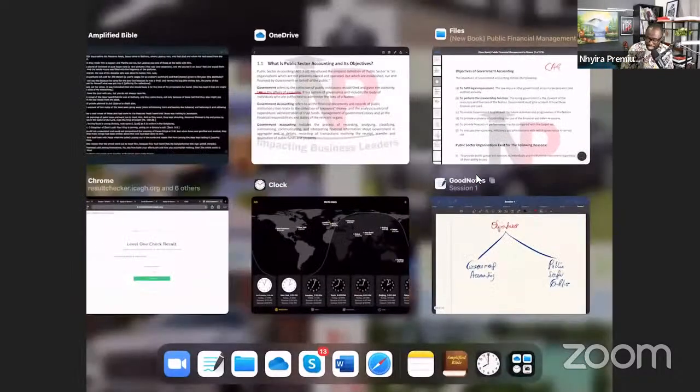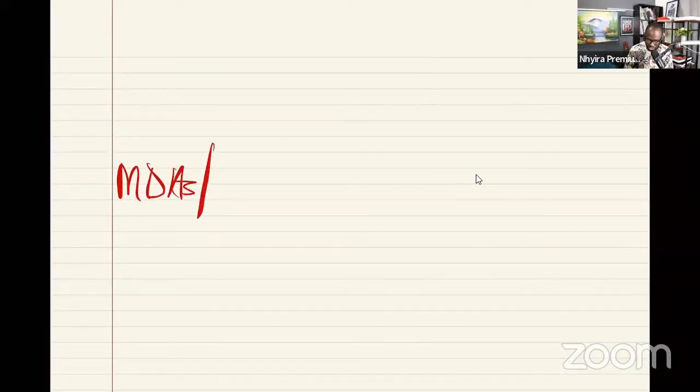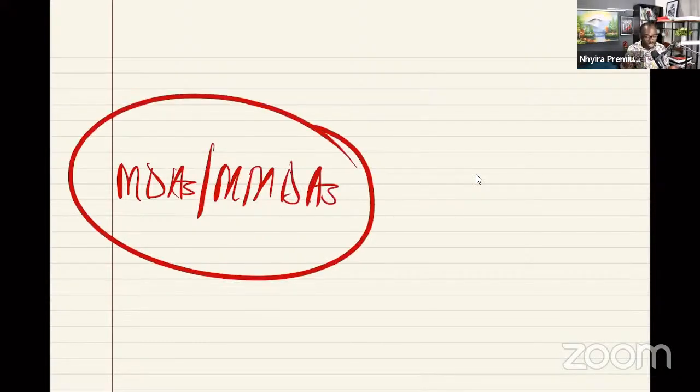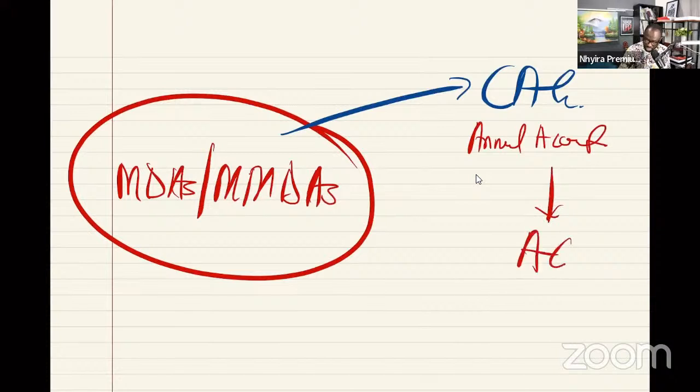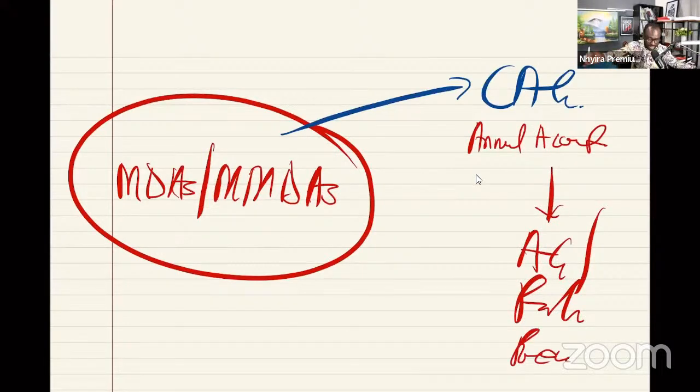The idea at the end of the day is that all the ministries, departments, and agencies, and the metropolitan, municipal, and district assemblies are supposed to prepare their financial statements. The financial statements they prepare will be forwarded up to the Controller and Accountant General, who then prepares the annual accounts of government. These annual accounts of government must be sent to the Auditor General. Parliament will get it as well, the executive arm of government will get it, and citizens will also get it.